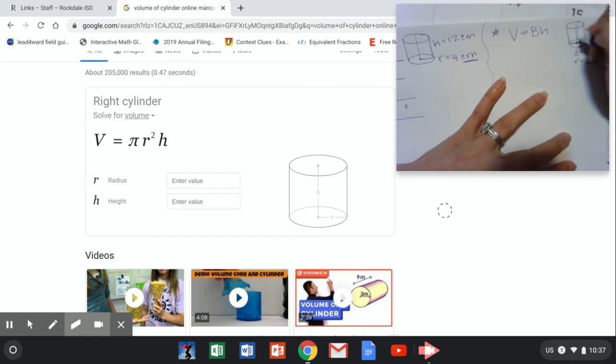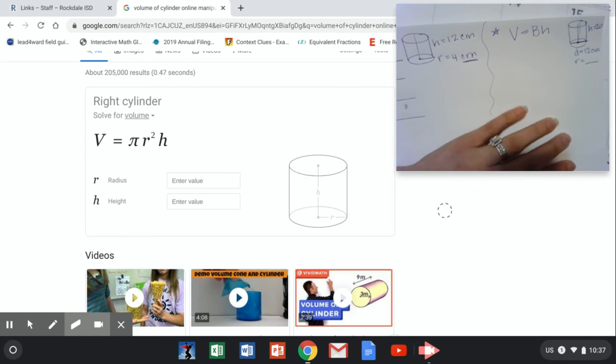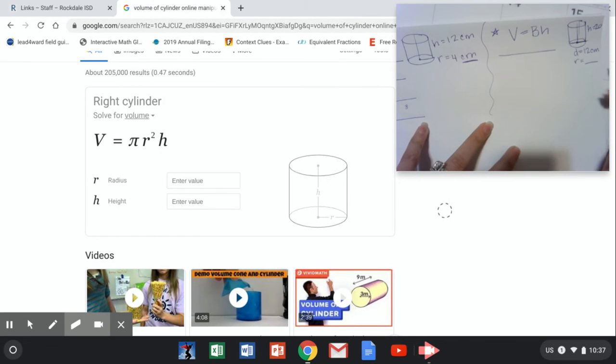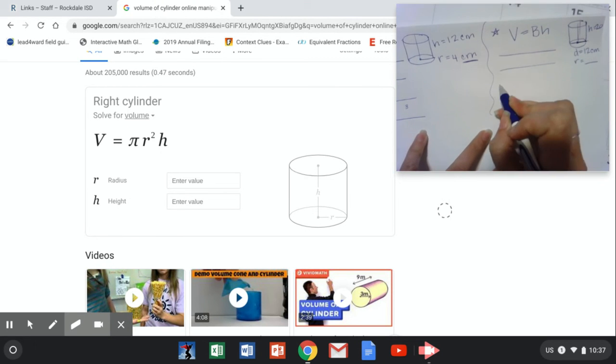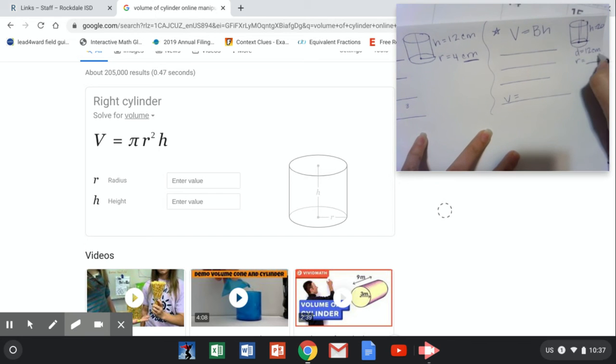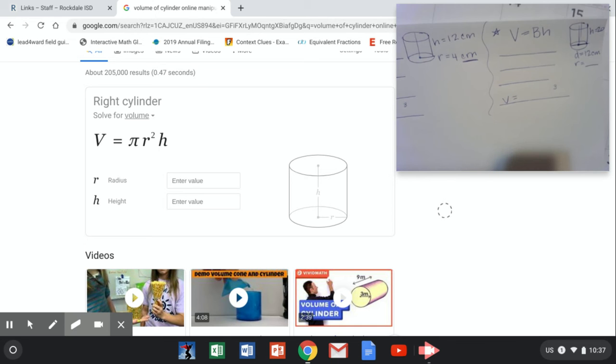Then I'm going to tell you that my height is going to equal 20 centimeters. Okay? So I want you to, again, rewrite the correct formula. Remember to find your radius. That's a trick. And then solve that down to volume equals whatever units, which is centimeters cubed. So I want you to solve that one as well.